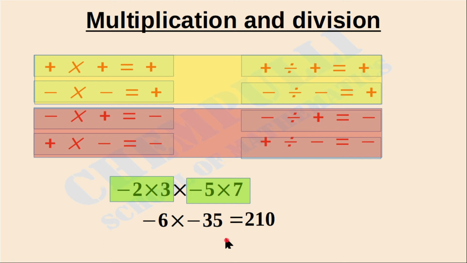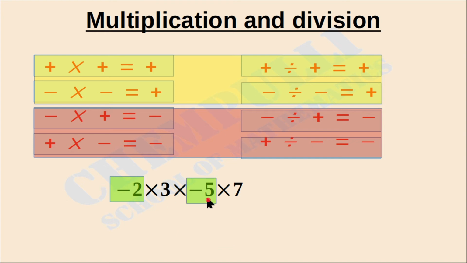We can do this one in another way, like this: negative 2 times negative 5. What is negative 2 times negative 5? We know the answer is positive 10. Then 3 times 7 is 21. That is 10 times 21. We will get the answer 210.